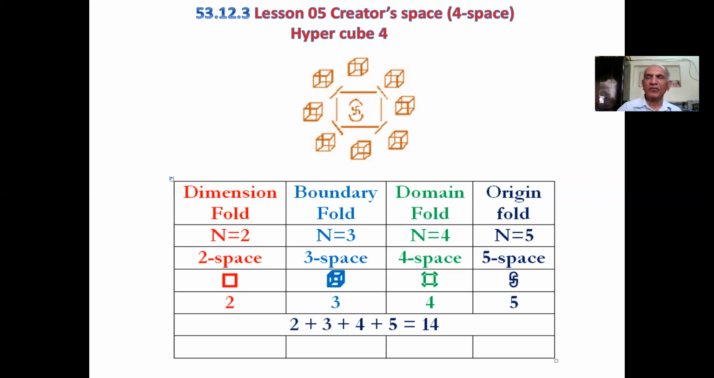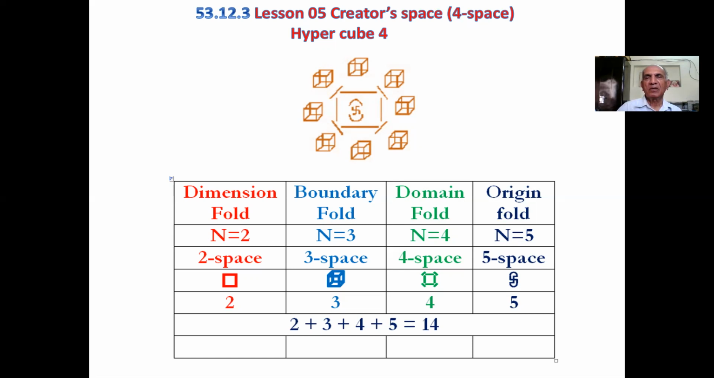Step ahead, domain fold, number 4, 4 space, hypercube 4, 4 space content, number value 4, as the features of the domain fold. And finally, origin fold, number value N is 5, 5 space, and number value 5. The summation value of 2, 3, 4 plus 5 is 14, as well has its own distinctive role to play, and as such, one shall have association of this value with this body.